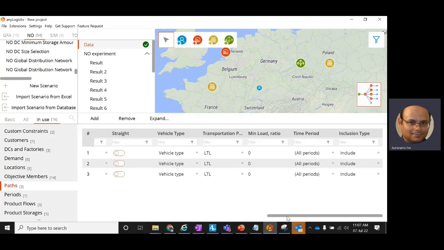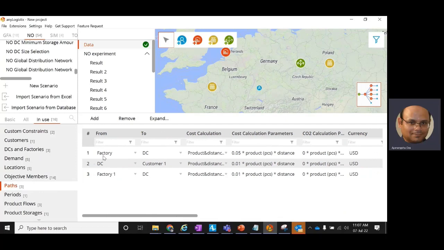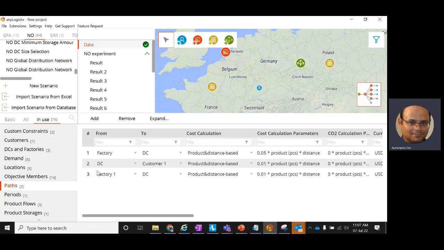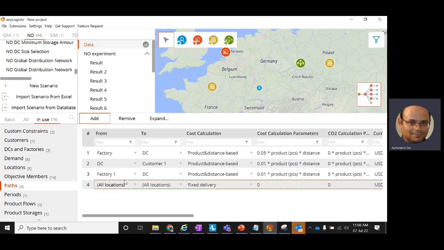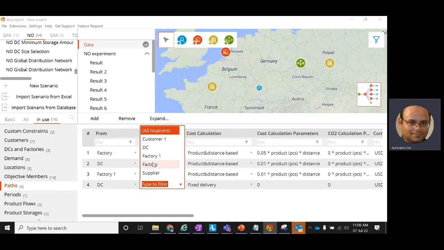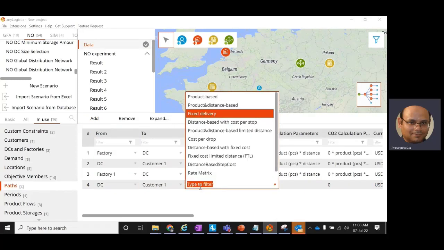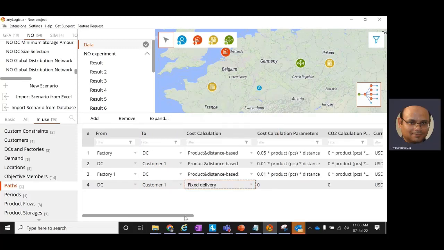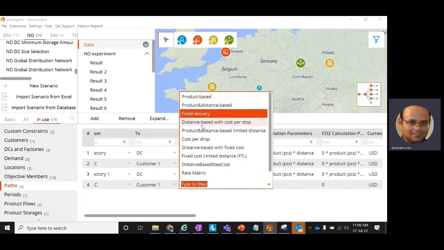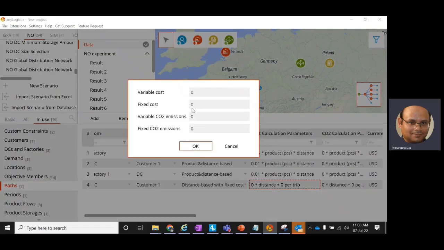So what that means is, suppose I have a particular lane from DC to customer, and I would want another shipment to be added in the same lane, where I would say that it is again a fixed delivery, or maybe it's a distance with fixed cost, where I say that for the variable cost at each distance, the fixed cost is 100. Or maybe for 10, for example.